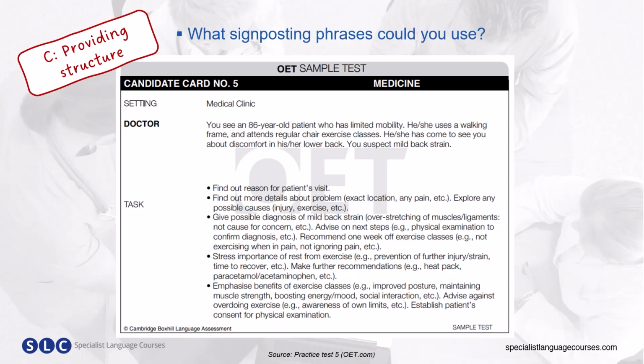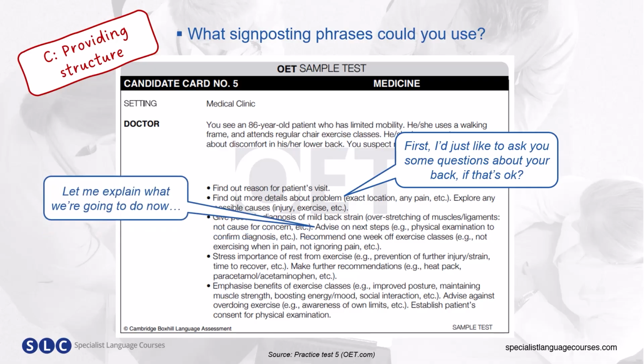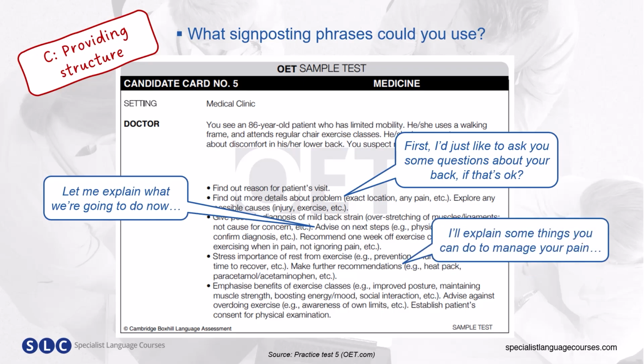Providing structure. It's important to use signposting phrases before any explanations to signal what you're about to talk about. So, in the second task, we might signpost by asking if it's okay to ask some questions first. I'd just like to ask you some questions about your back, if that's okay. Then in the third task, where it says advise on next steps, we can signpost that we're going to do this by saying something like, let me explain what we're going to do now. And in the next task, where we have make further recommendations, we can signpost we're about to do this by saying, I'll explain some things you can do to manage your pain.